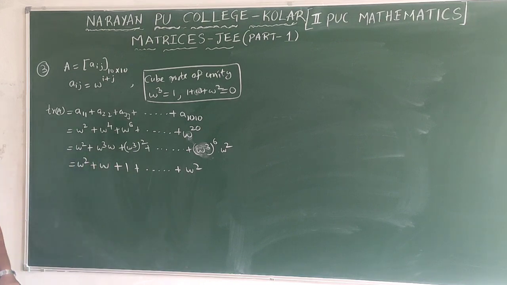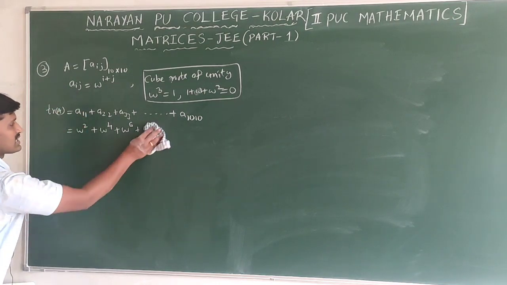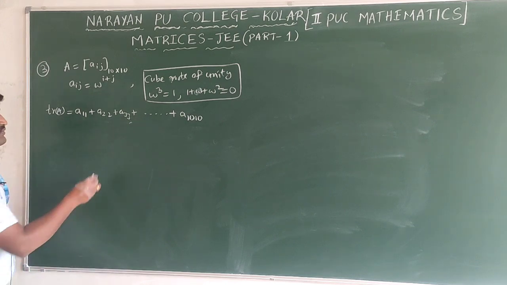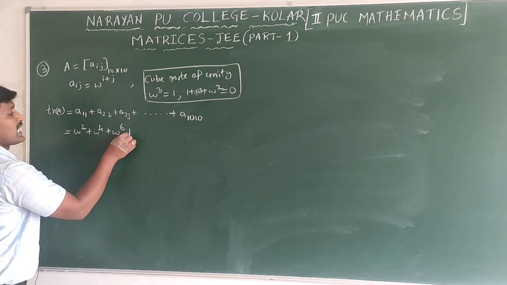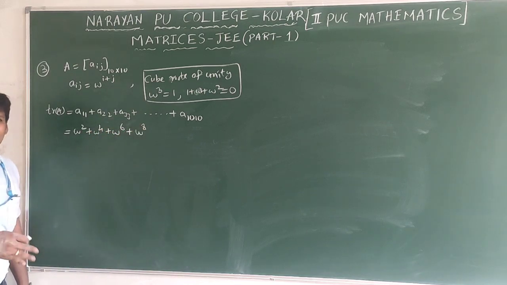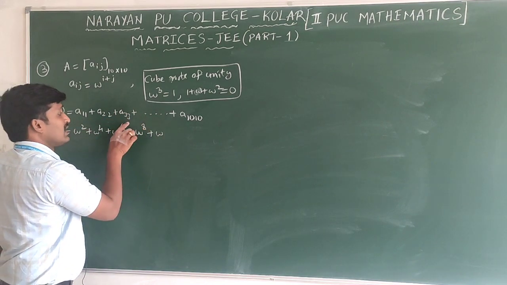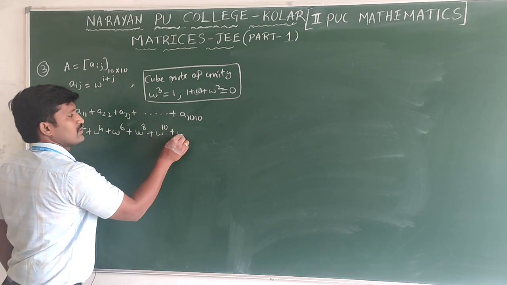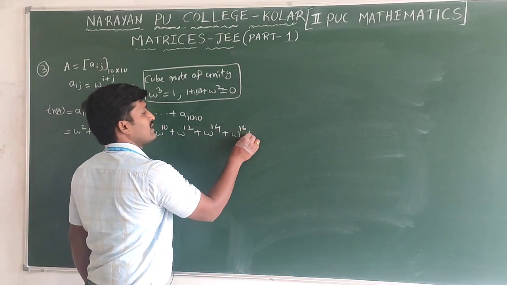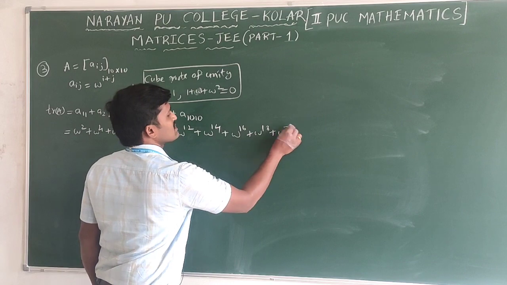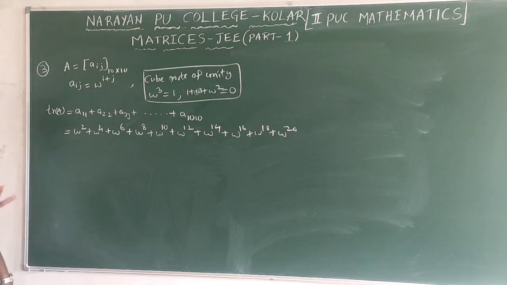For example, if you want to verify exactly, we need to write all the values. Every value we need to consider, each and every value. Omega square, omega power 4, omega power 6. Next we get omega power 8, so multiples of 2, even numbers. Next 10, next 12, next 14, next 16, next 18, and last 20. This is the complete set of values. If you add this, what will you get?